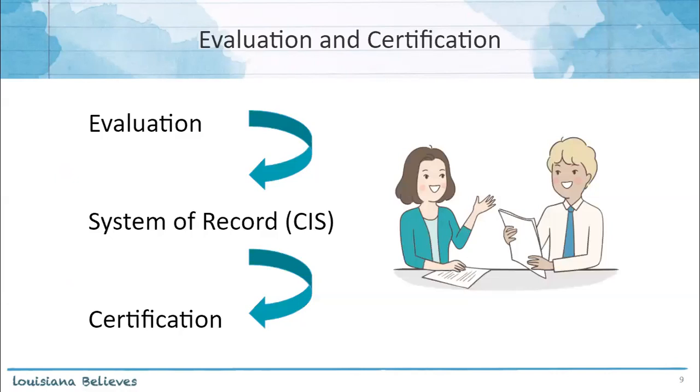It's also important to denote the connection of evaluation to certification. When school personnel are evaluated by the standards of effectiveness, those scores can be entered into the Compass information system or the system of record, and the certification department can access those scores to issue and renew certificates.